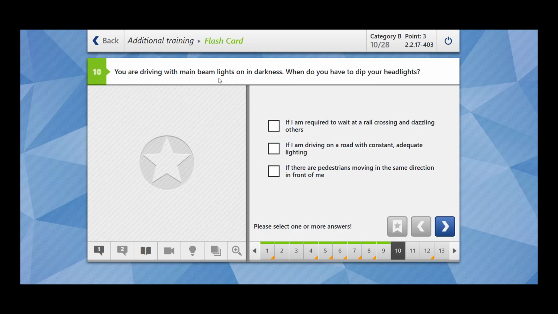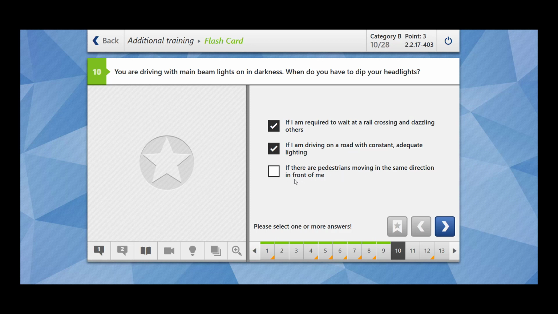You are driving with main beam lights on in darkness. When do you have to dip your headlights? If I am required to wait at a rail crossing and dazzling others. If you're causing dazzling effects to others, then you have to switch from main beam to dipped beam. If I am driving on a road with constant adequate lighting, yeah. If there's a road which is well lit, then there's no sense in driving with main beams.